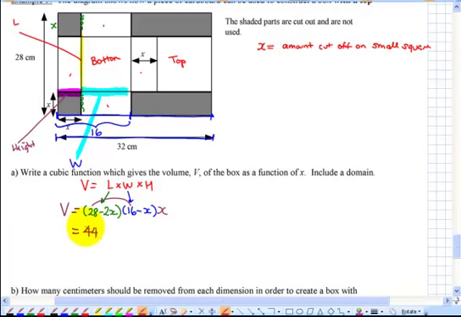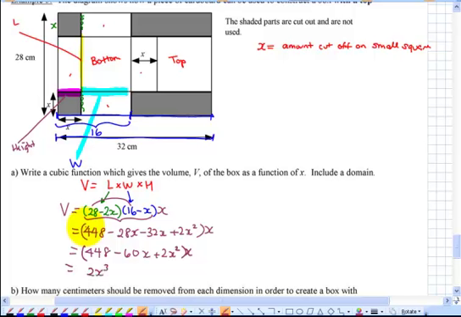448. Okay, 448 minus 28x. I'm just doing this part first, by the way, right now. Expanding it out. Minus 32x plus 2x squared. Still an x there. Well, 448. 28 and 32, I think that's 60. Gonna multiply this by x as well. 2x cubed minus 60x squared plus 448x, and there's my equation for volume.